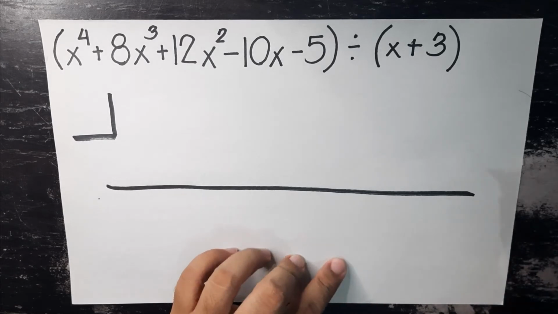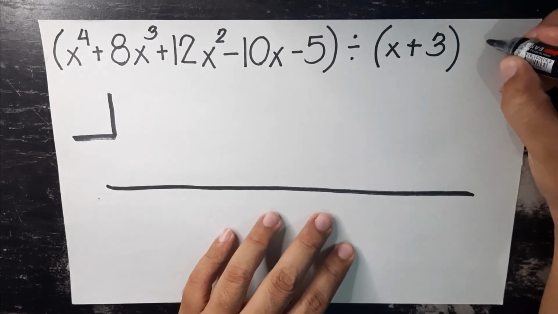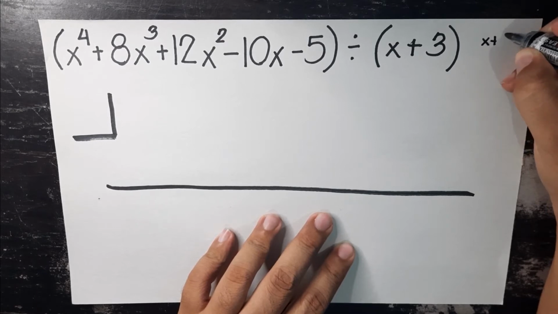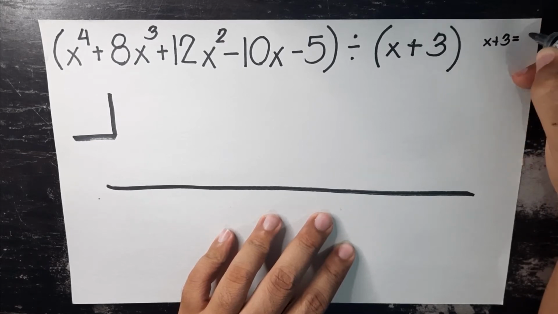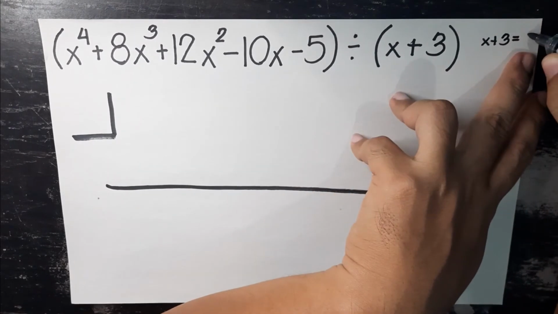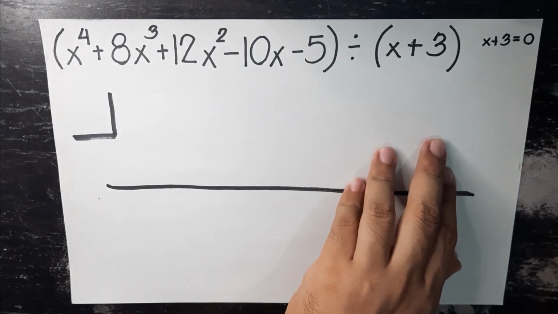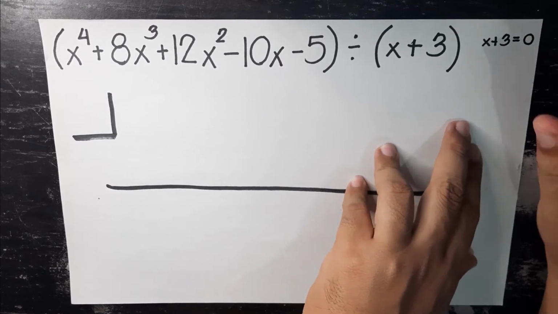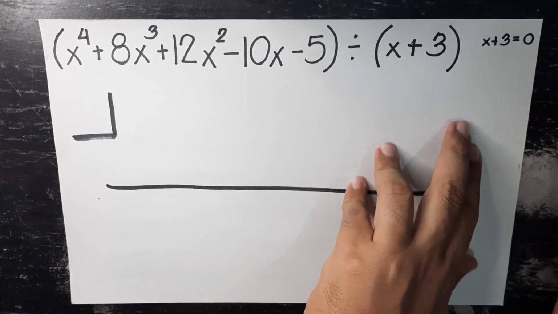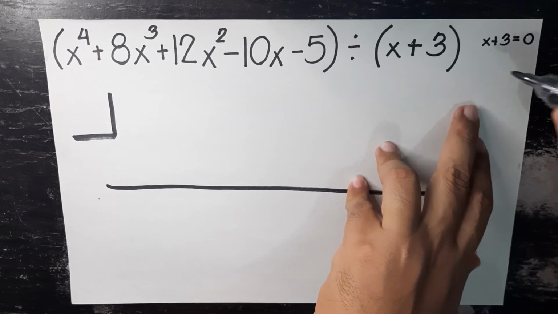Again, first step is always equate the divisor to 0. So x plus 3 is equal to 0. Our goal here is to eliminate positive 3. So again, addition, subtraction, property of equality. So to remove positive 3, we have to subtract 3 to both sides.